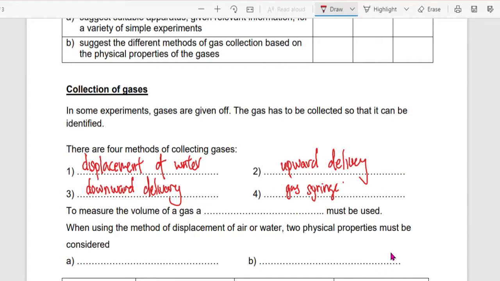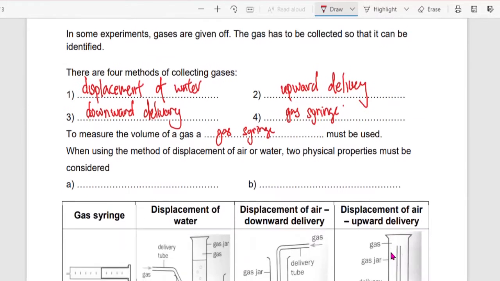Now, to measure the volume of a gas, which one do you definitely need to use? Need to use a gas syringe because there are markings, then you can know the volume of the gas. Now, do take note, these four methods are actually covered in your textbook, so do go and read it up.